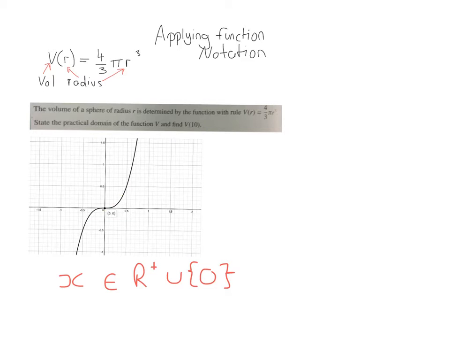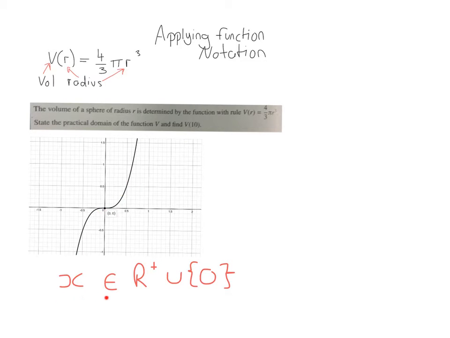Alright, so if we had a real world problem, there's no possible way to have a negative volume, which is where the line is to the left of the y-axis. There is no possible way to have a negative volume. The only possible volume we can have can be positive ones. So therefore, this is the practical domain of the function.